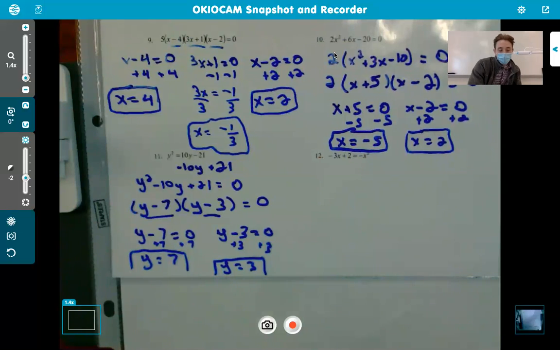Okay. Number 12. I have negative 3x plus 2 equals negative x squared. What's the first thing that I need to do here? Maybe somebody from home help me out with this. What's the first thing I need to do for number 12? Add x squared to both sides. Good. Add x squared to both sides.